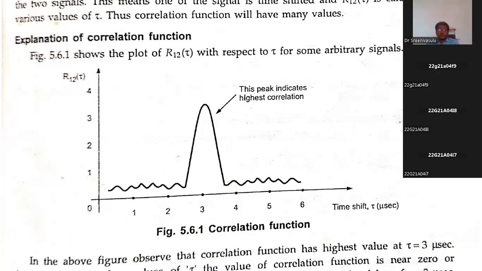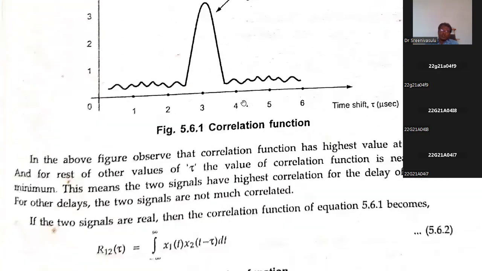At tau is 3, you observe here, there is a highest peak. So highest peak means the similarity is maximum. For all remaining values of tau, there is no similar information. So we can conclude that these two signals are uncorrelated at all remaining values of tau except at tau is equal to 3. That is the main idea of this correlation concept.